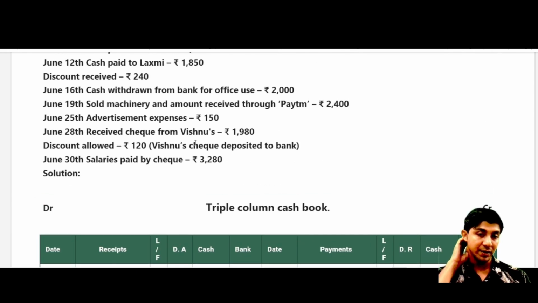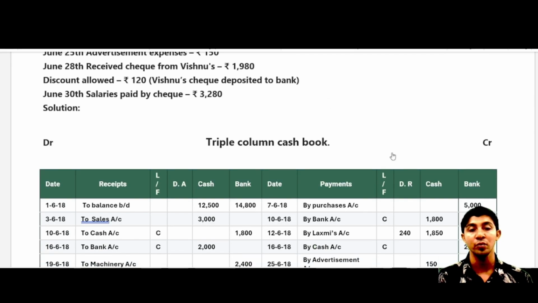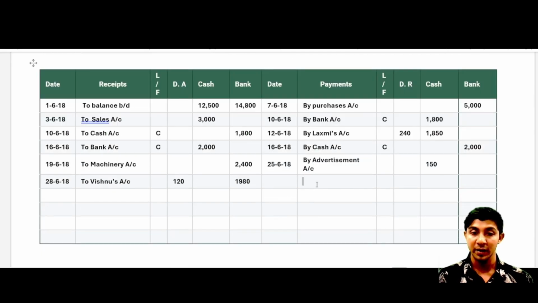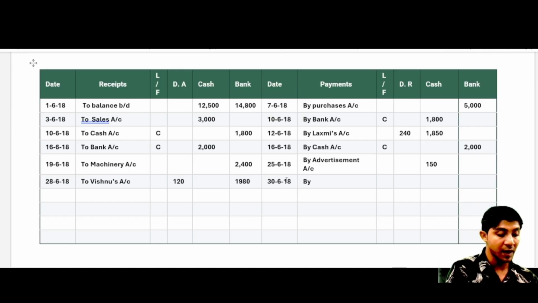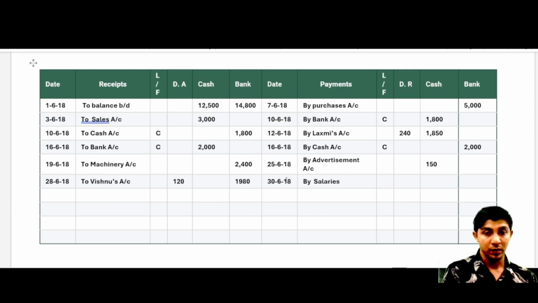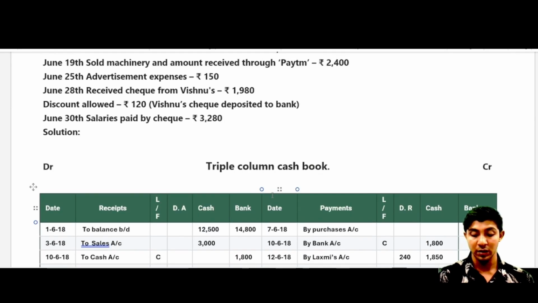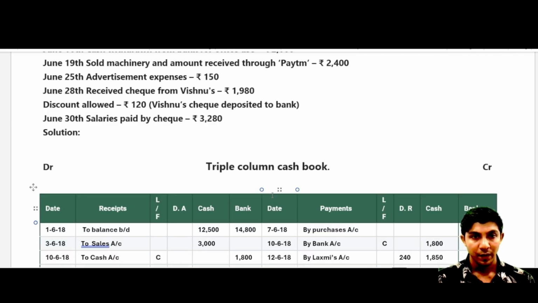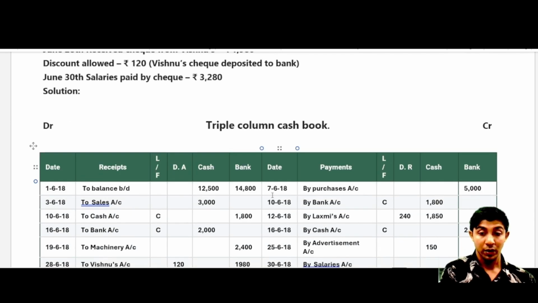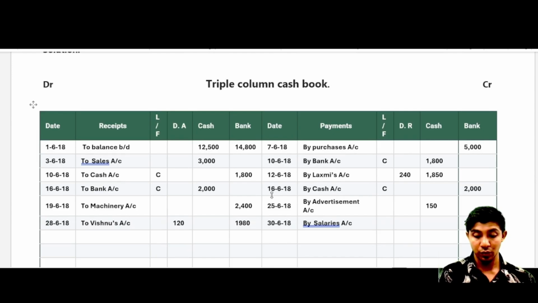Salaries paid by check. We are paying salaries through check. तो पैसे गए तो पेमेंट साइड रिकॉर्ड करना है. That is on 30 June 2018. Here we'll write by salaries account. Salaries are paid by check. Check से गए पैसे 3,280. Sorry, 3,280. Done. Everything is done.